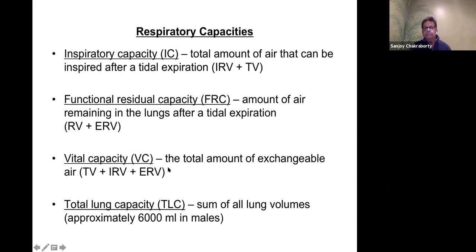Vital capacity. Pay attention to the definition: vital capacity is the maximum amount of air one can exhale after a maximum inhalation. So if you take a deep breath, later on you can practice, you cannot release only the TV. You have to release everything you took, because all your muscles are now engaged. That's what is called vital capacity.